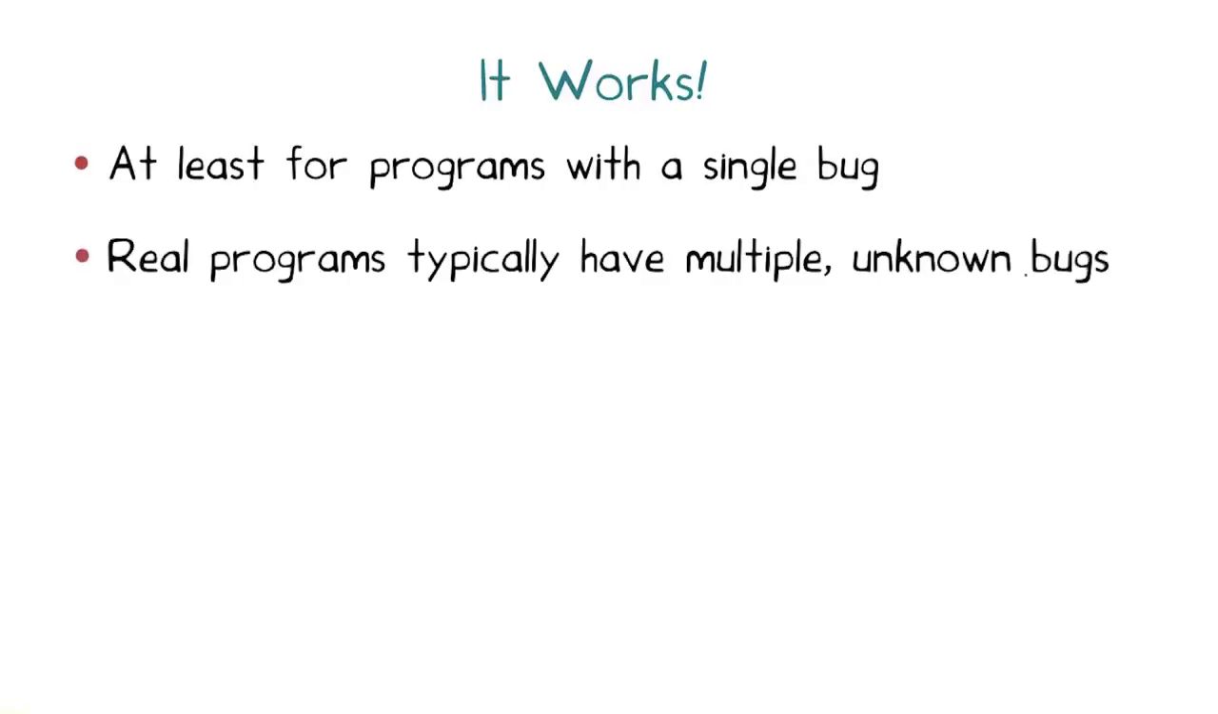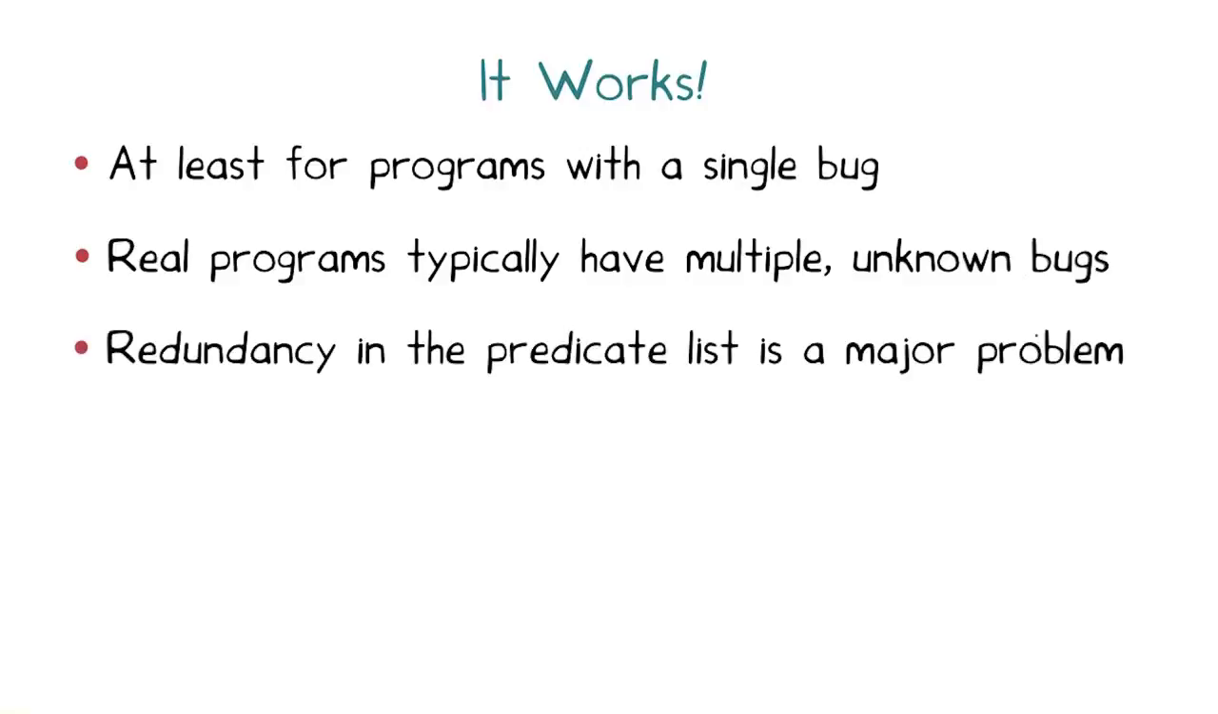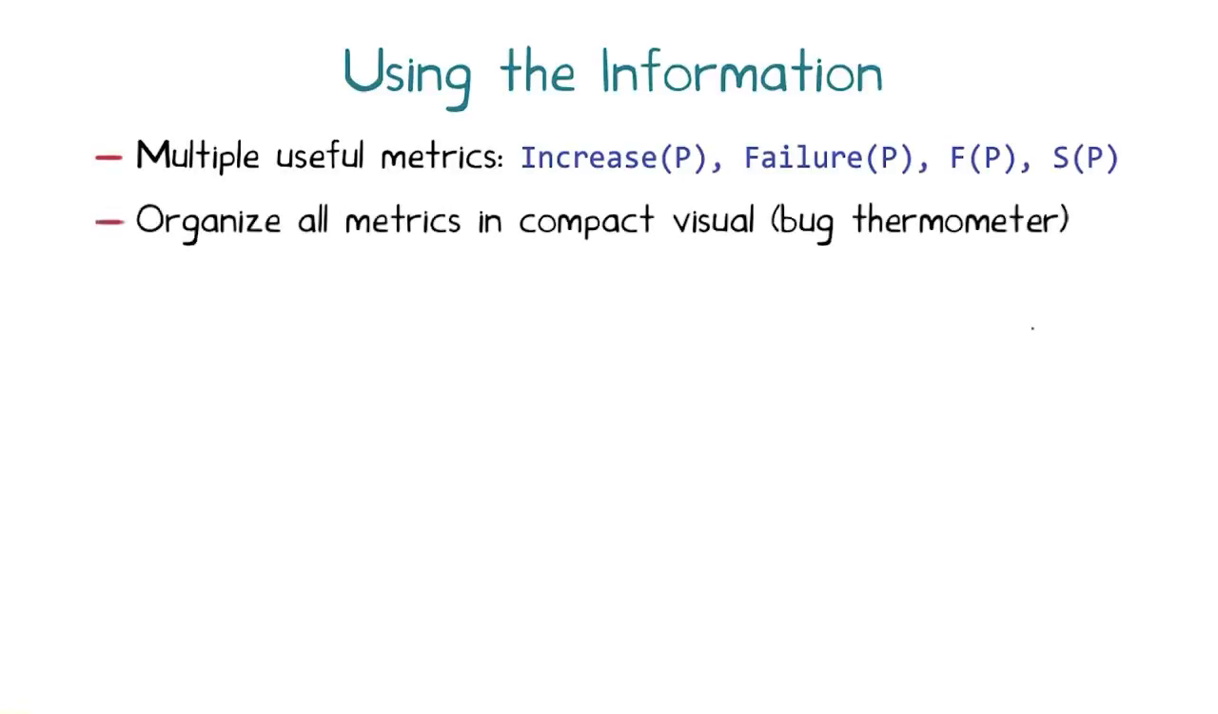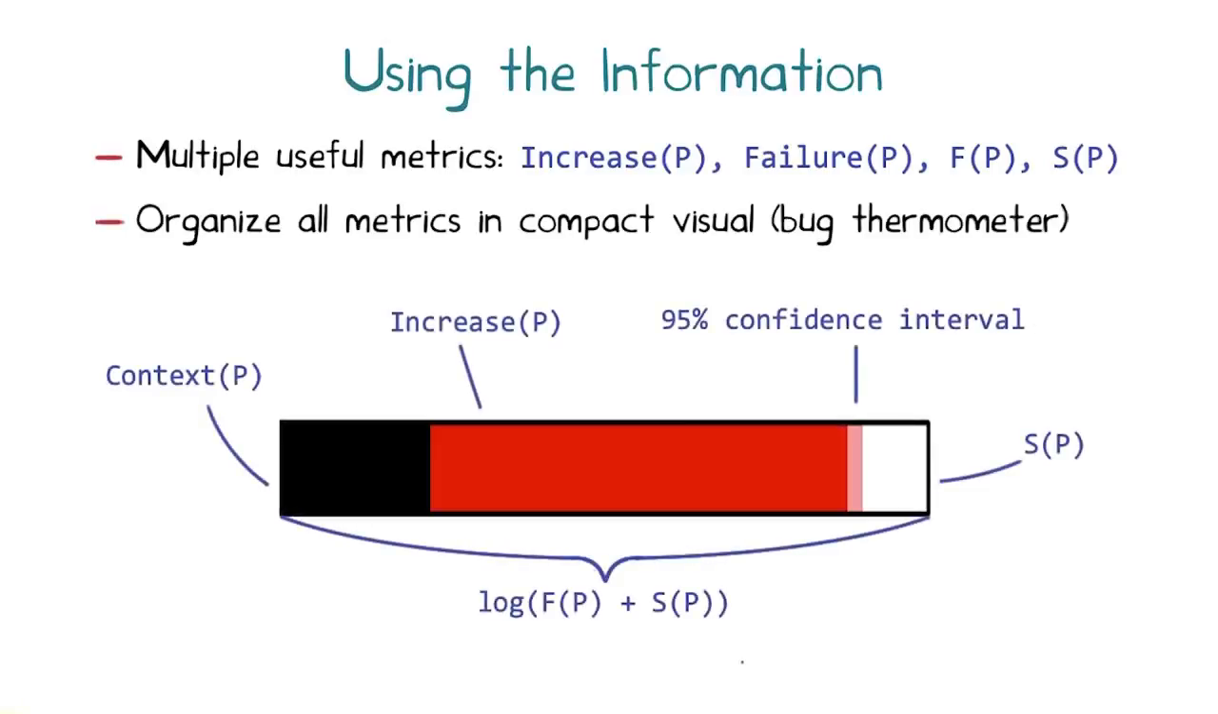But real-world programs tend to have more than one bug, and moreover, the effects of these bugs may be interrelated. In such cases, the algorithm we just saw outputs lots of redundant predicates with high increase values, which is a major problem as it fails to focus the debugging effort. To solve this problem of redundancy, we need to come up with a useful way of organizing the information we have collected. One way this can be done is by arranging the metrics into a thermometer. For each predicate, we have a bar whose length is given by the logarithm of the total number of runs in which the predicate was observed to be true. So, small increases in the thermometer size indicate many more runs.